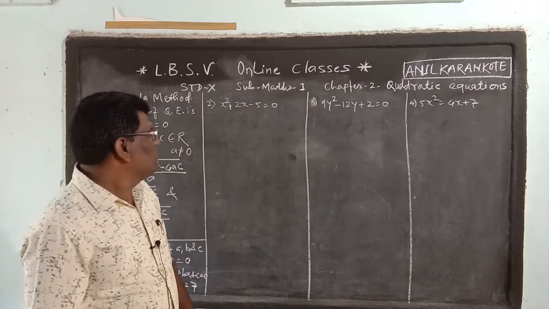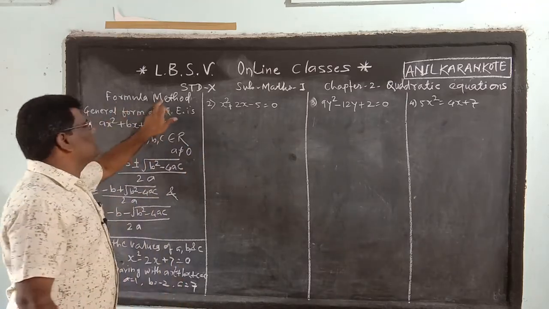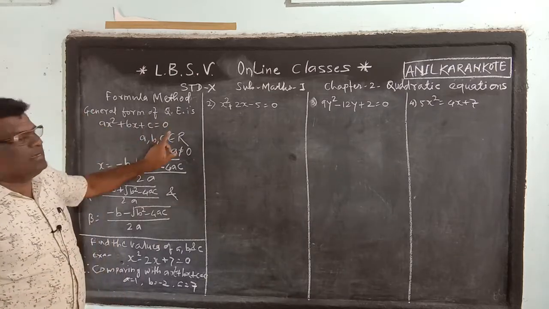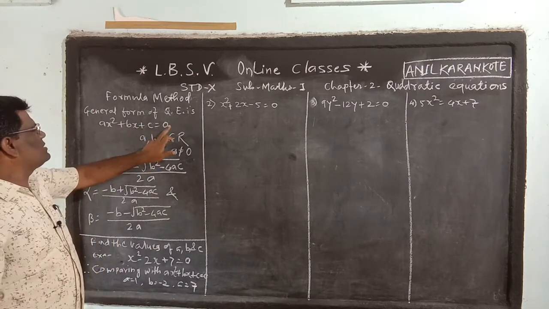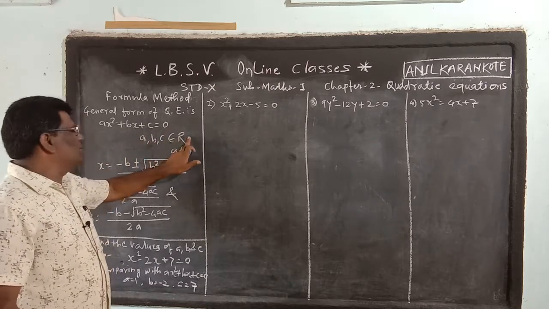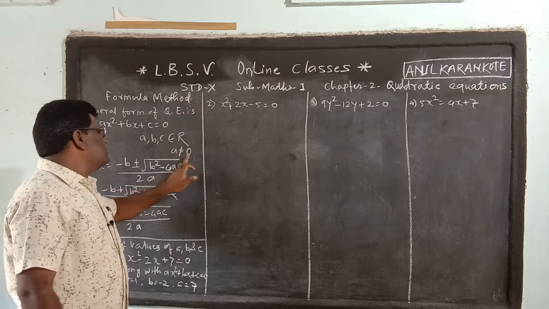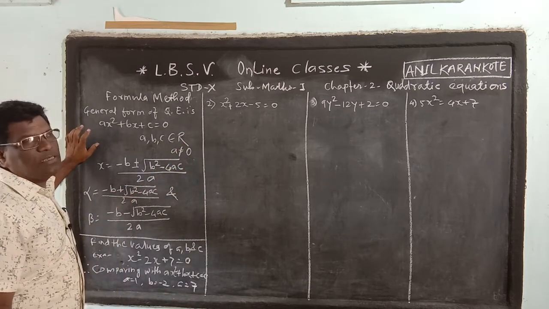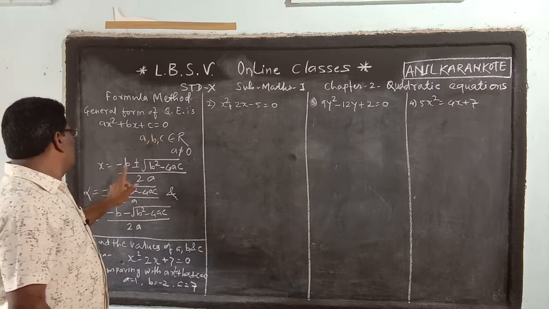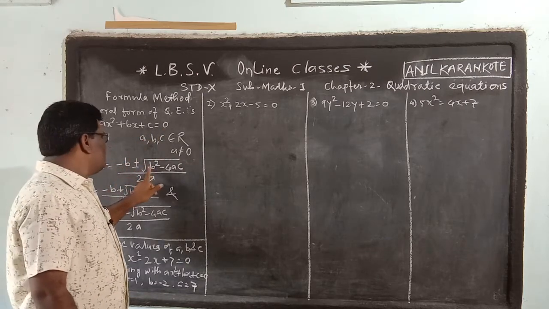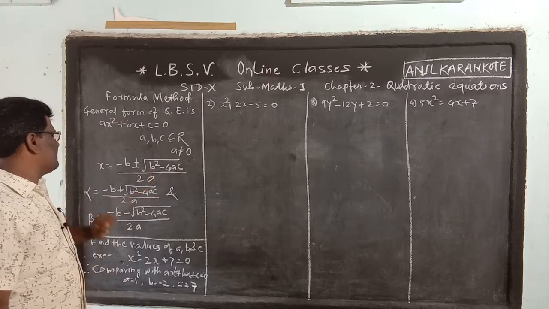Dear friends, we study today the formula method to solve quadratic equations. We know that the general form of a quadratic equation is ax square plus bx plus c is equal to 0, where a, b, c belong to R, that is real numbers, a is not equal to 0. Then the roots of the equation ax square plus bx plus c is equal to 0 are x is equal to minus b plus minus square root of b square minus 4ac upon twice a.